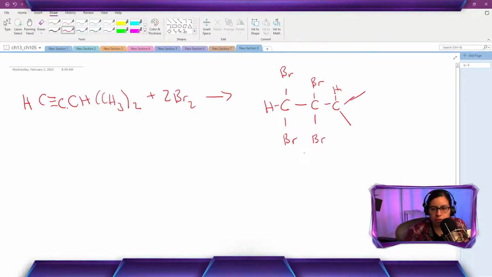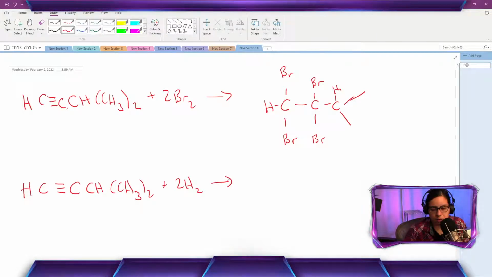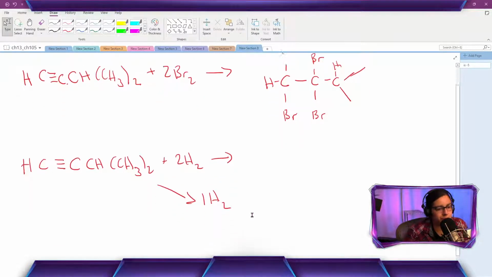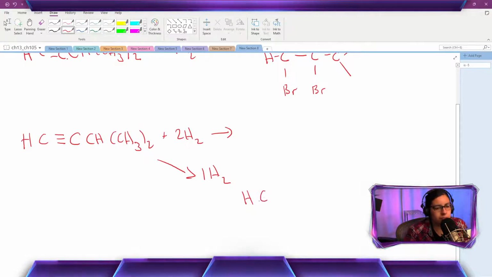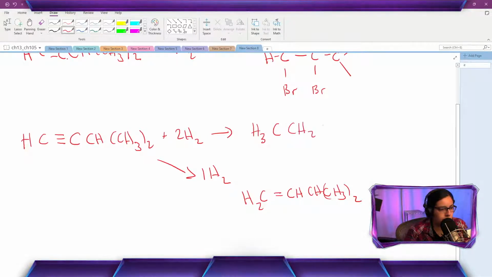And so similarly, we would have a similar effect with hydrogen. If we had an alkyne here, we could hydrogenate it. And now we have to have two equivalents of hydrogen to fully react. If we just have one equivalent of H2, we would form the alkene here. But since we have two equivalents, this would fully make it to our alkane. So CH3, CH2, CH2, CH3.